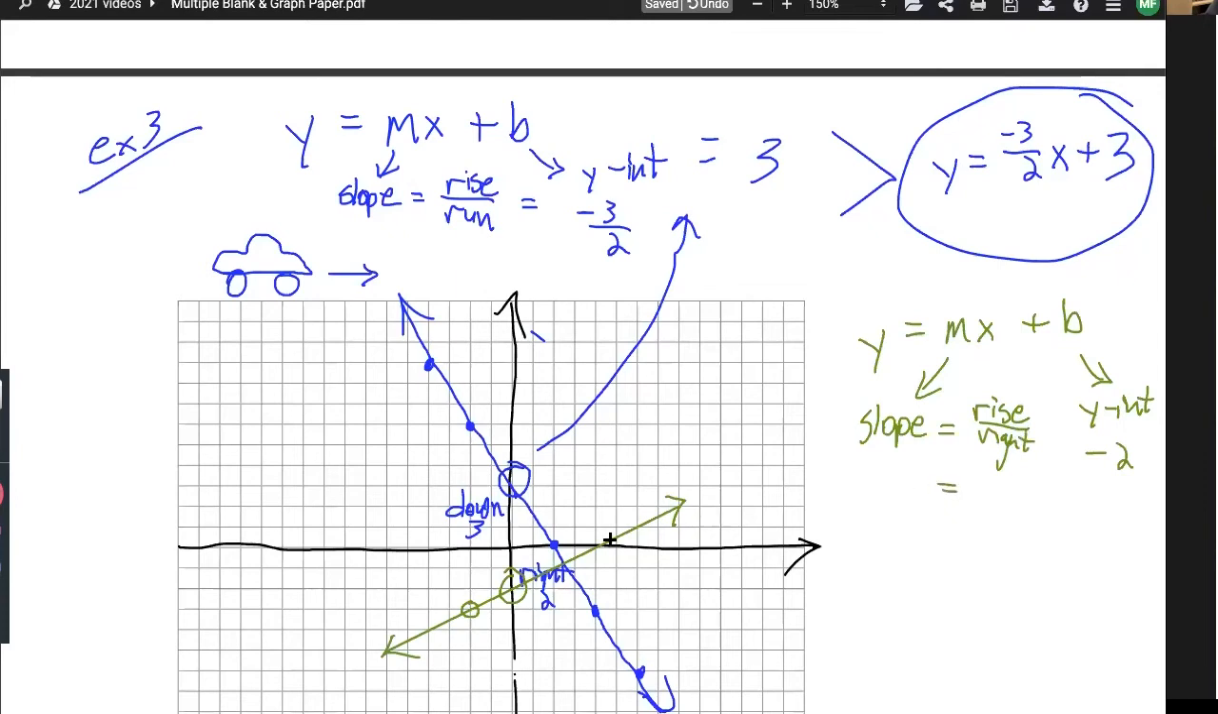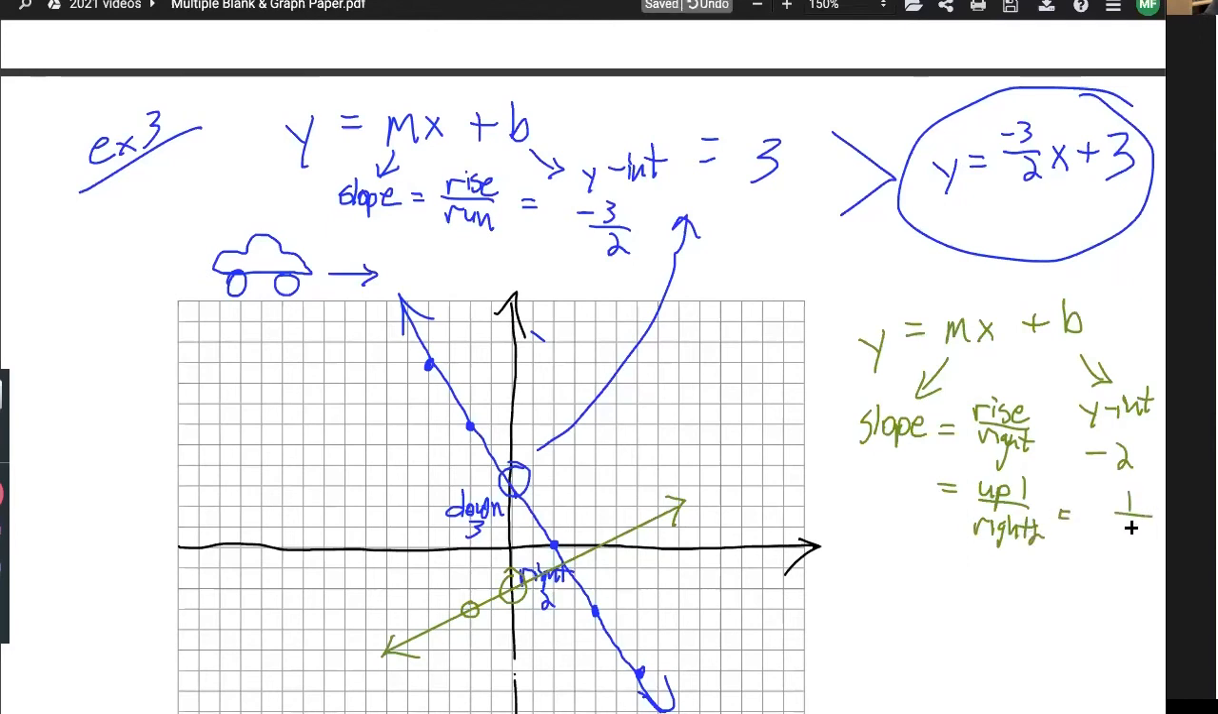Okay. Well, to get from this house to this house, or if you want to go backwards, you can. You can go down 1, left 2. It doesn't matter which direction you go, but I always go left to right because I'm from America, and that's what we do. We go from left to right. So we go up 1, and then we go right 2.